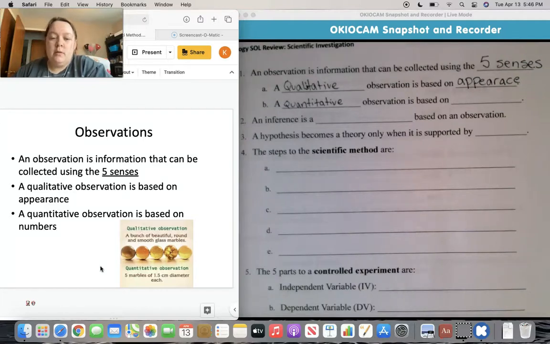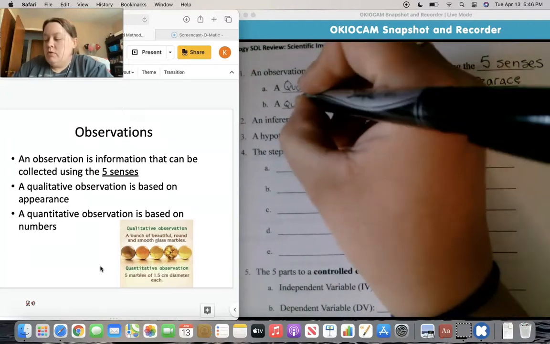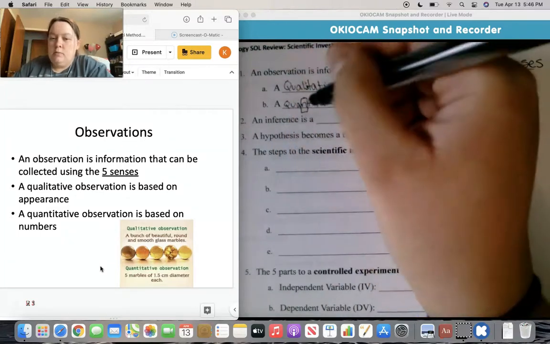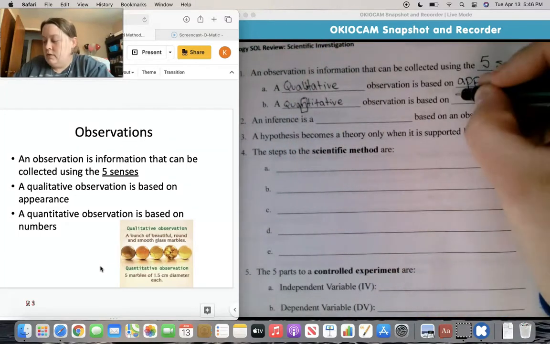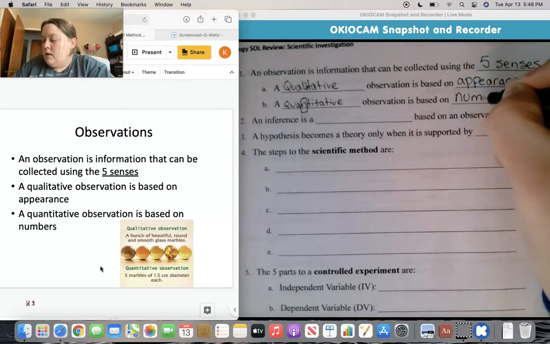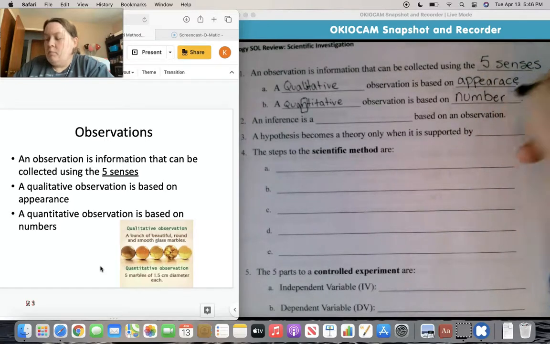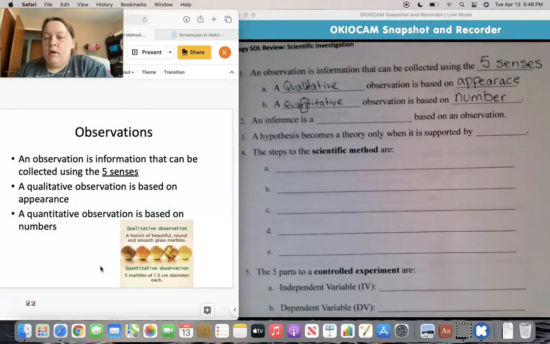These are qualitative observations. A quantitative observation is going to involve a number, and I like to remember that that's what this N stands for, number. So any observation that you make that involves a number is quantitative. There are 5 students in the classroom. There are 14 tables. The student walked to the trash can 2 times. Any observation that involves a number is quantitative.